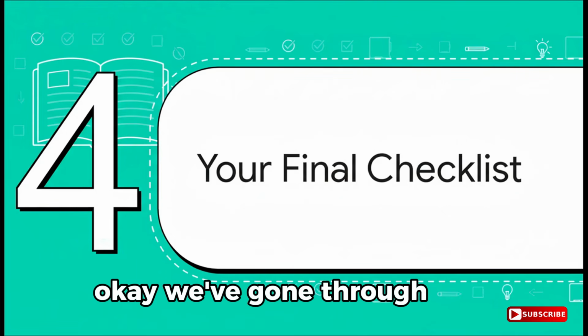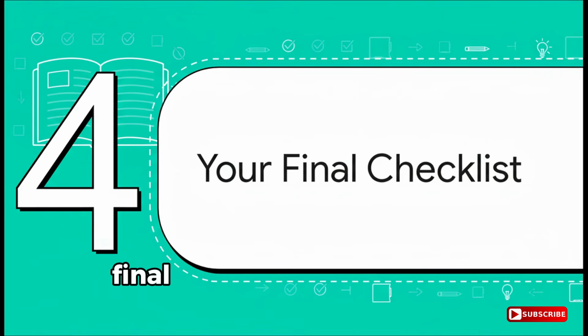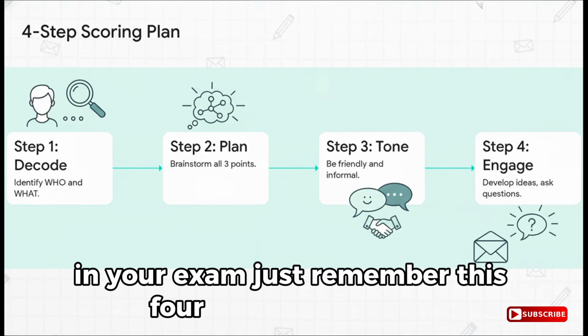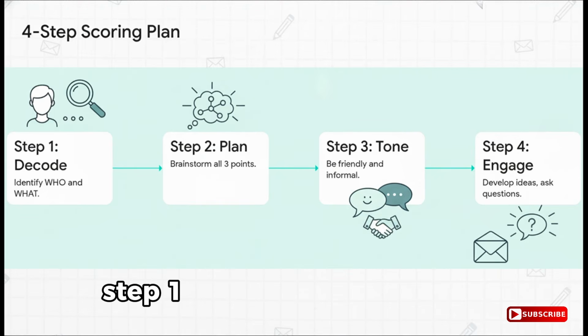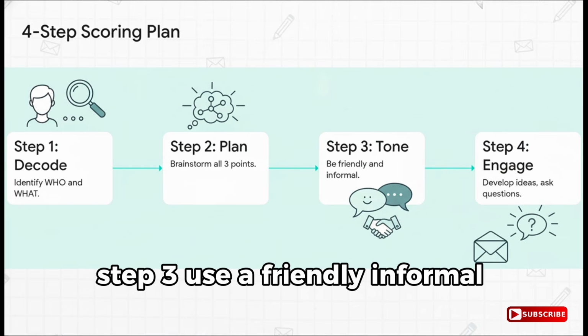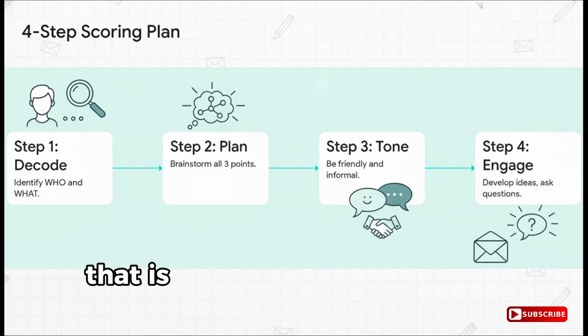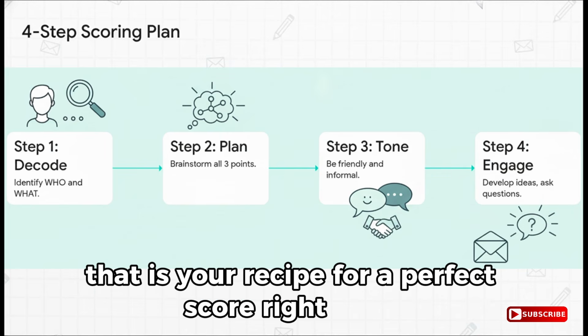Phew, okay, we've gone through a lot, so let's boil this all down to the essentials. I want to give you one simple final checklist that you can mentally run through in your exam. Just remember this 4-step scoring plan. Step 1, decode, who and what. Step 2, plan your 3 points. Step 3, use a friendly, informal tone. And step 4, develop your ideas and engage the reader. That is your recipe for a perfect score, right there.